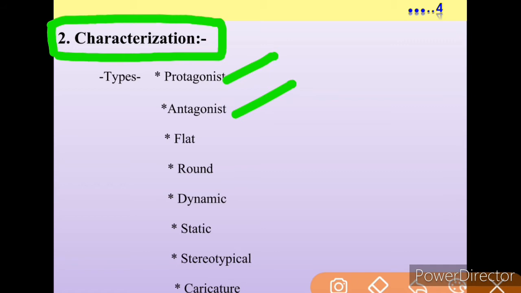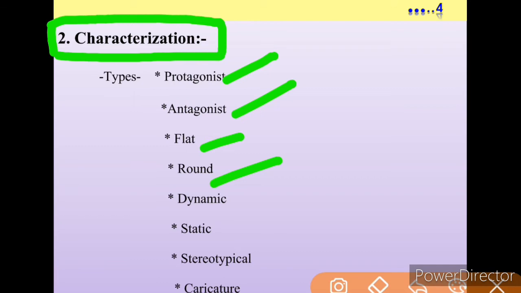Some characters do not change in a story. These characters are called flat. And the characters that change during the course of the story or grow are called round characters. So get a proper understanding of flat and round.